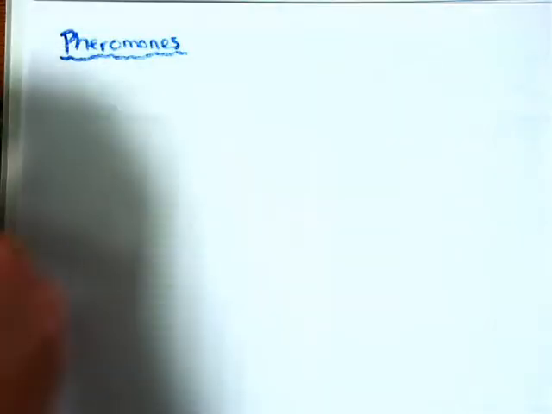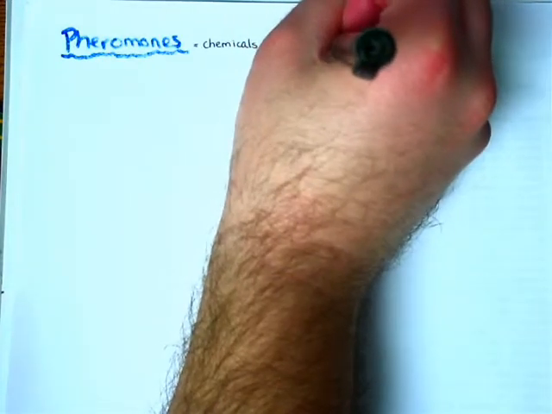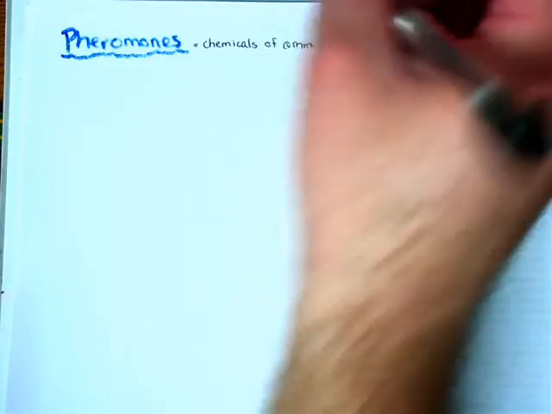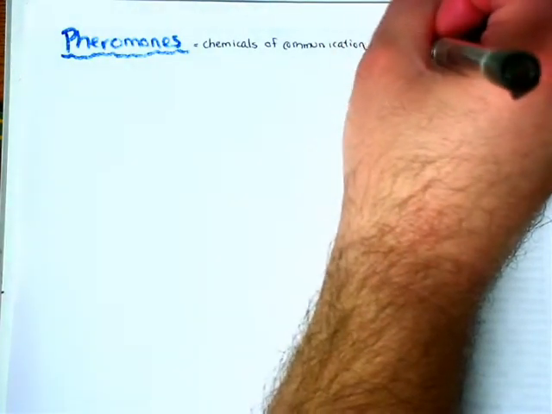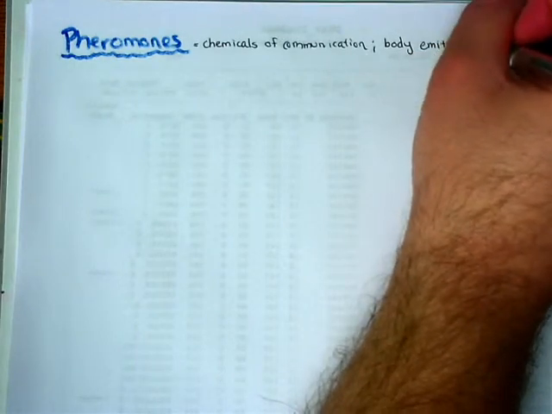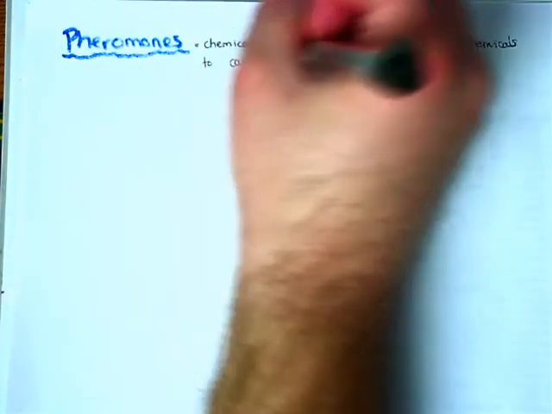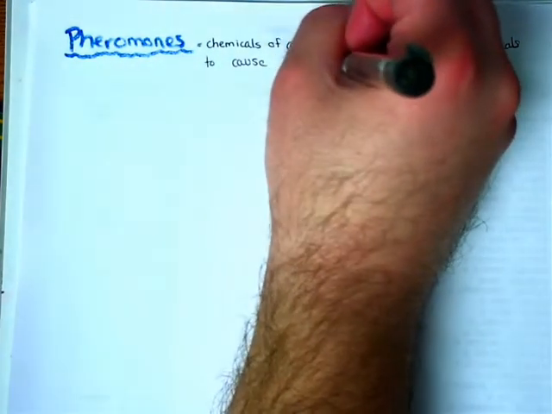Ooh, this is a good one. We haven't talked about this yet, which is kind of weird. Pheromones. Have y'all ever heard of this before? These are chemicals of communication. Literally what happens is the body, whatever a body is, emits chemicals in order to cause communication between creatures.